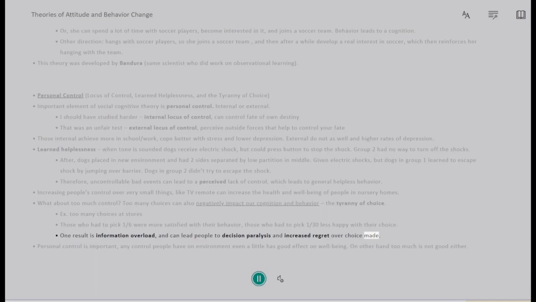Personal control is important. Any control people have over their environment, even a little, has a good effect on well-being. On the other hand, too much is not good either.